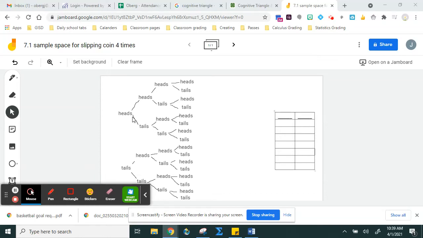Good morning. Today I'm going to try to explain the sample space for flipping, not slipping, that should be an F. I'll fix that in a minute. For flipping a coin 4 times.